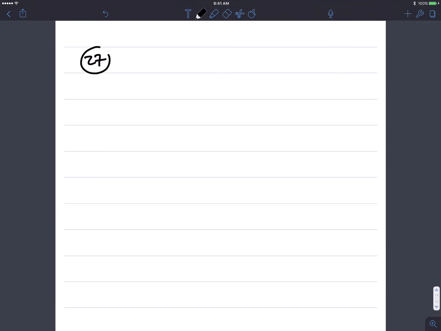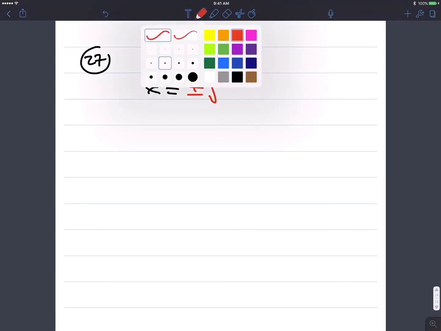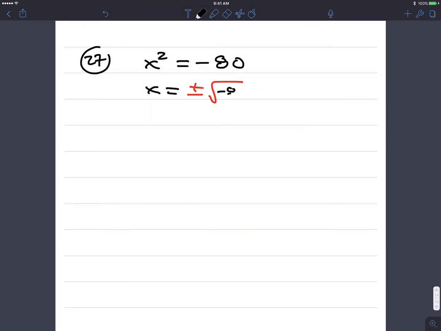Number 27. x squared is negative 80. x is plus or minus the square root of negative 80. I'm going to have to simplify this radical. Okay. Let's simplify this.